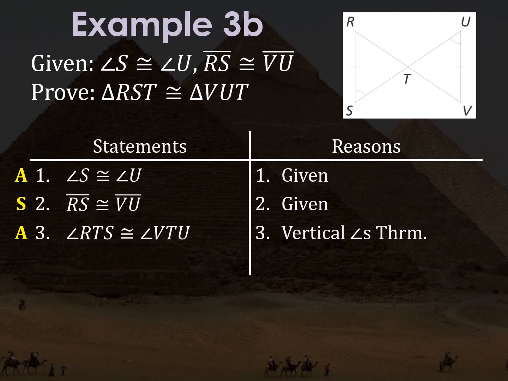So now we have two angles, angles S and U, and angles RTS and VTU, and a side that is not in between the two angles that are congruent. So therefore, triangles RST and VUT are congruent. That's by AAS, angle, angle, side.